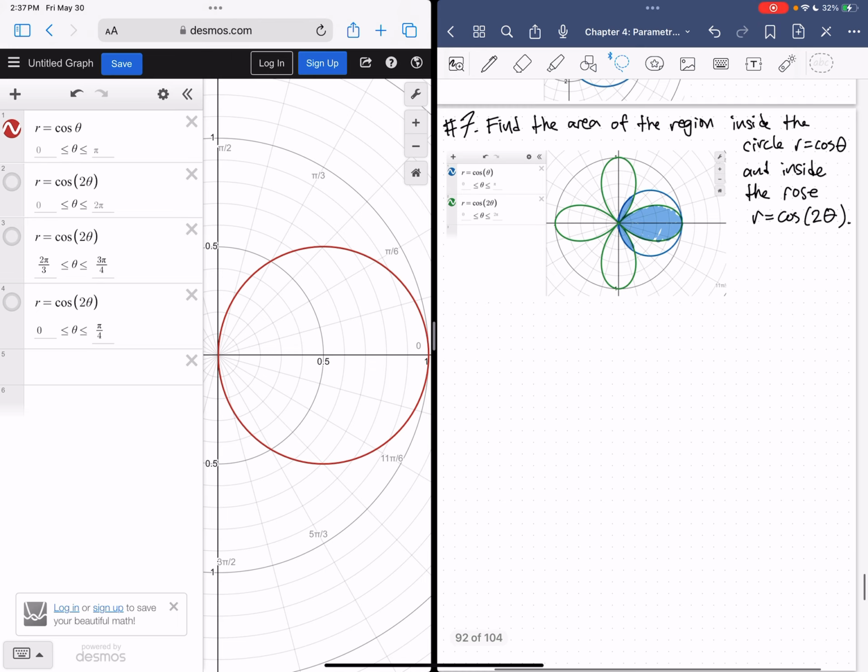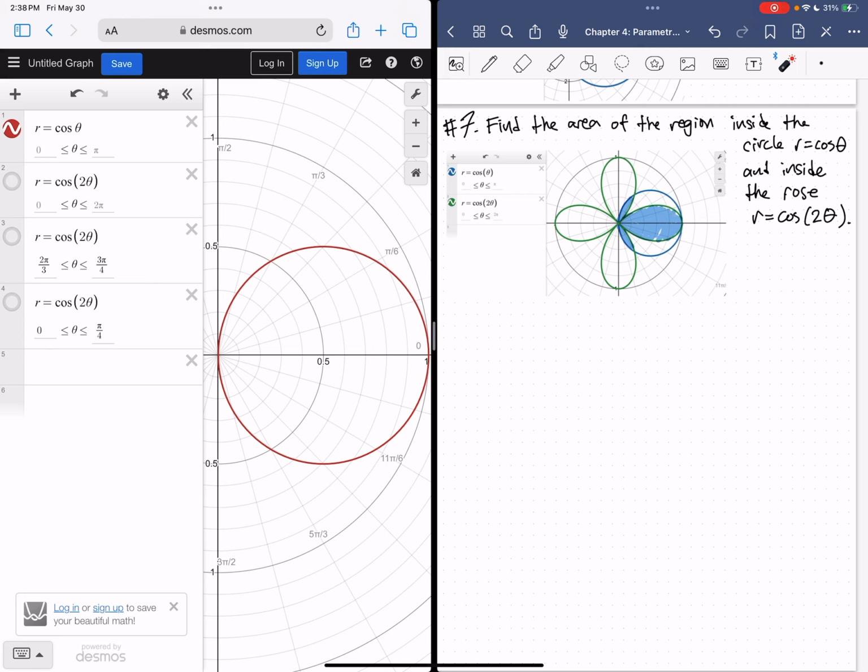So to start off with, we want to find the area of the region that's inside this circle, r is equal to cos theta, and inside this rose, r is equal to cos 2 theta. Now, one thing we really need to be careful about is that the angles that correspond to the different parts of this rose aren't as intuitive as you'd think. So, for instance, we know we start here and then go down this way.